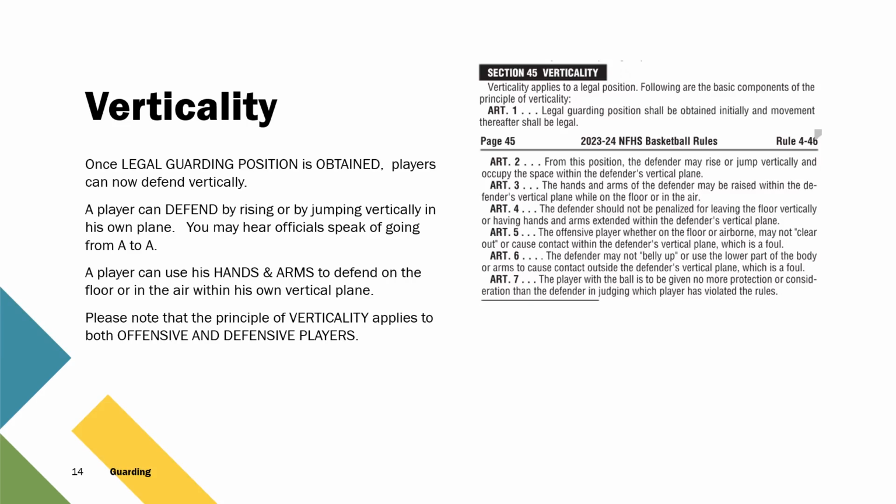A player can use his hands and arms to defend on the floor or in the air within his own vertical plane. And please note that the principles of verticality apply to both offensive and defensive players. Articles 2 through 7 in this rule give us a great description of what offensive and defensive players can and cannot do with respect to each player's vertical plane.